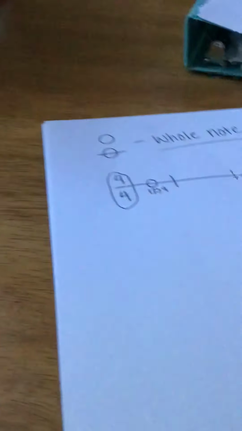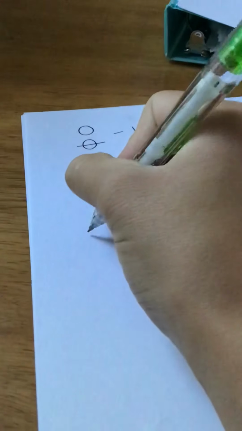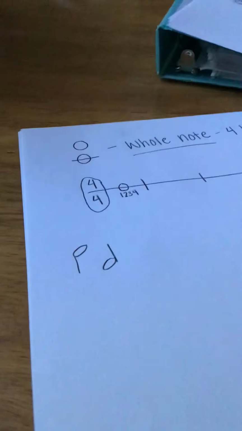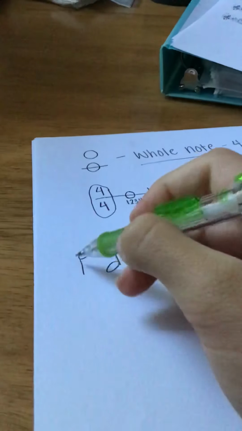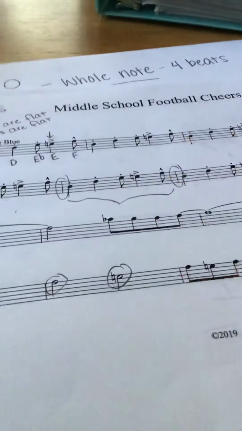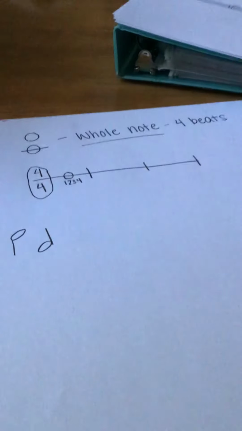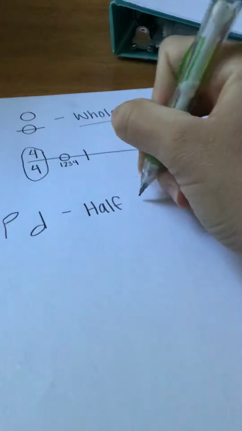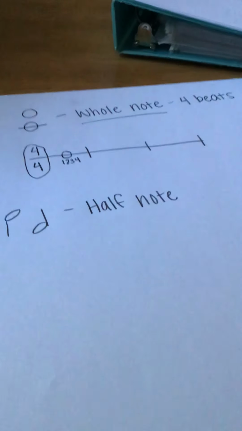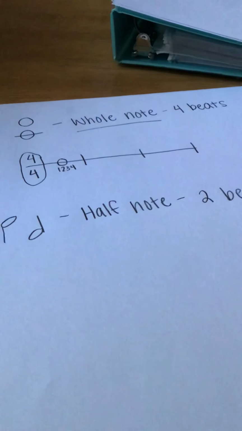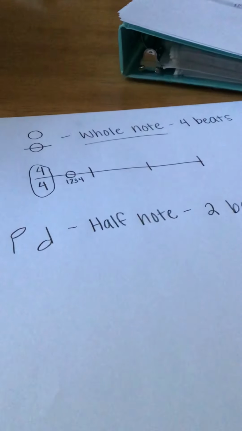Okay? Now, the next type of note that we're going to look at, it can either look like this, or it can look like this, but it is shown by an open circle with a stem. Okay, and if you look at our music, you can see it here in the music. Okay, here's one, and here's a second, okay? And those are called half notes. And a half note only gets 2 beats, okay? So a whole note got 4 beats, a half note gets 2 beats, okay?